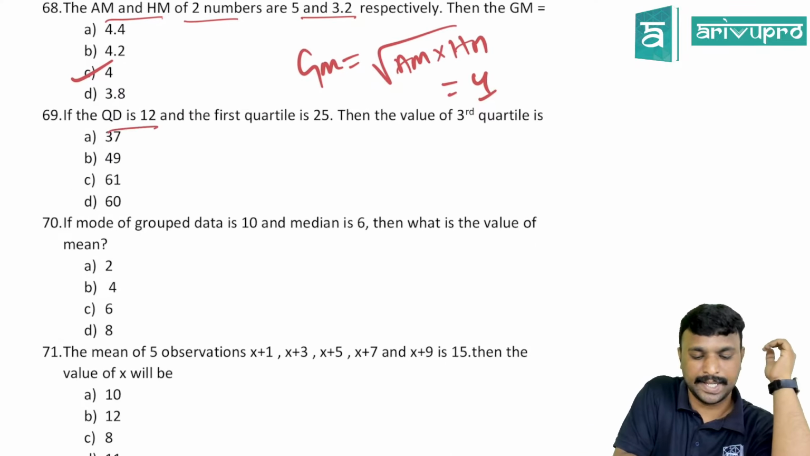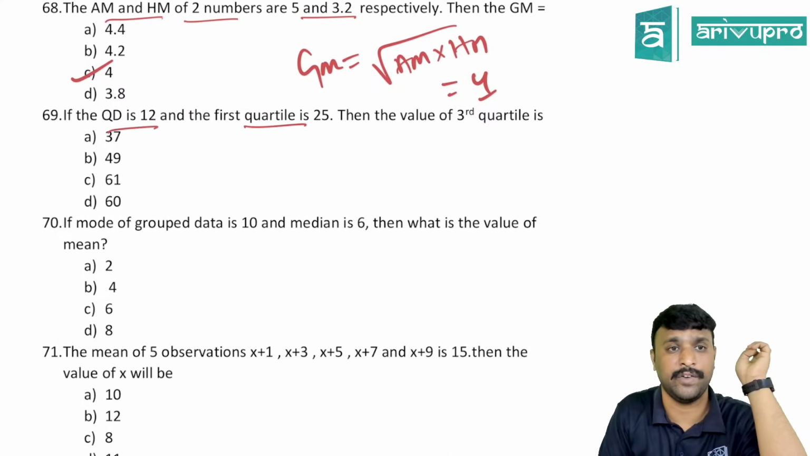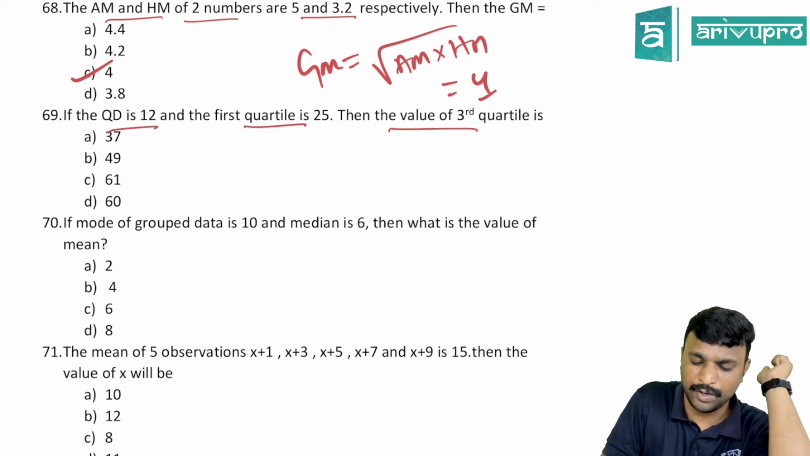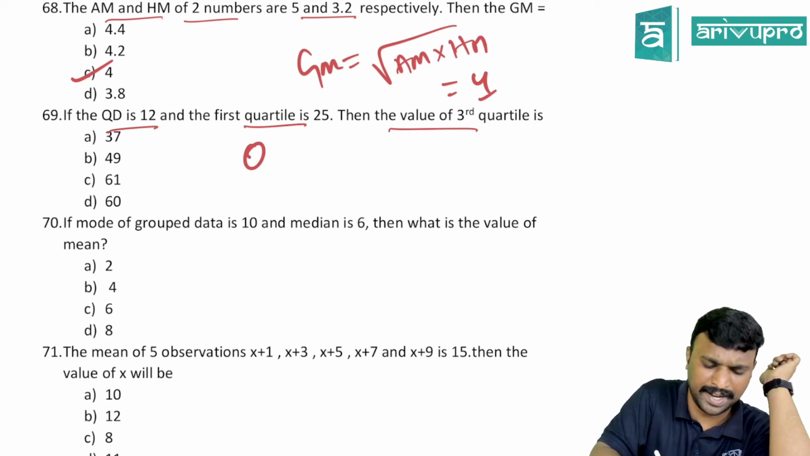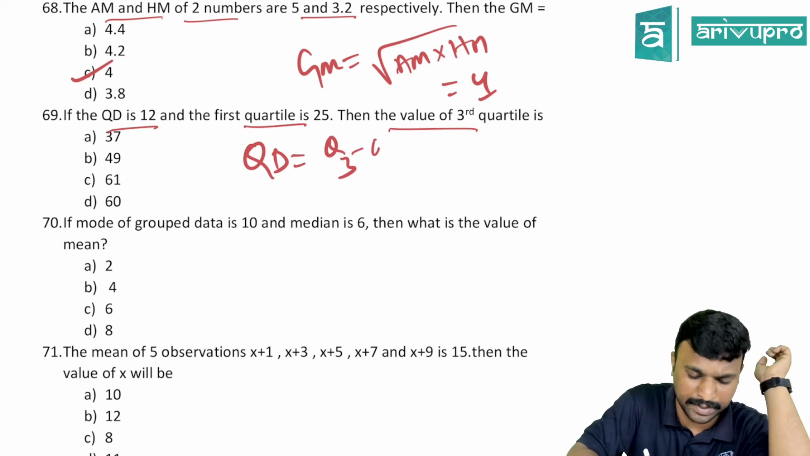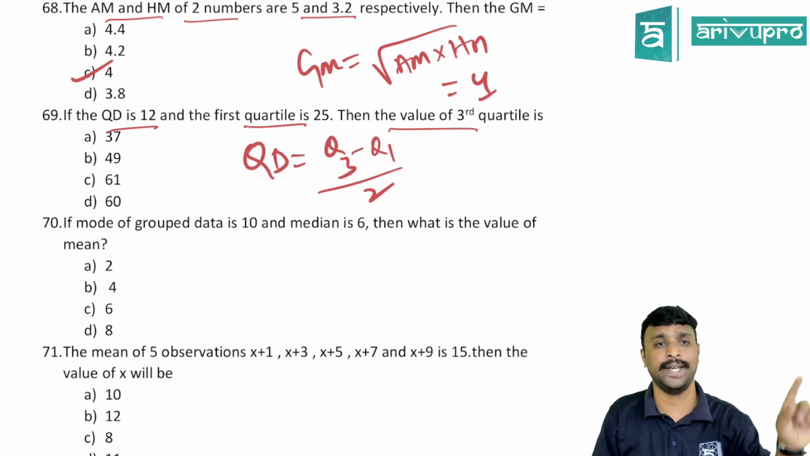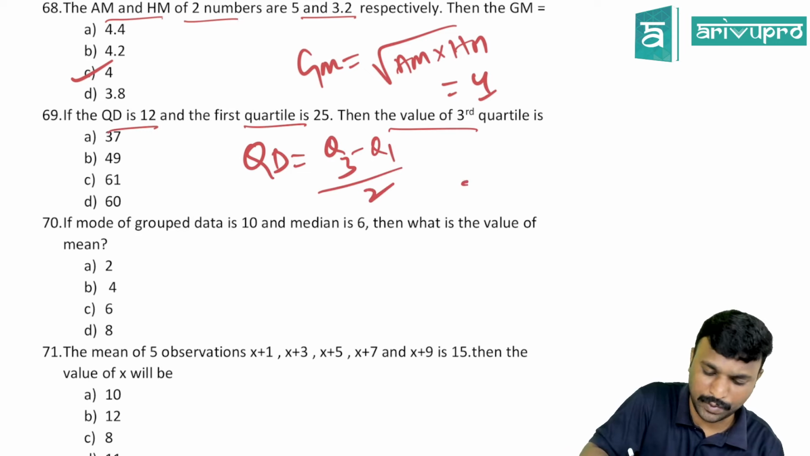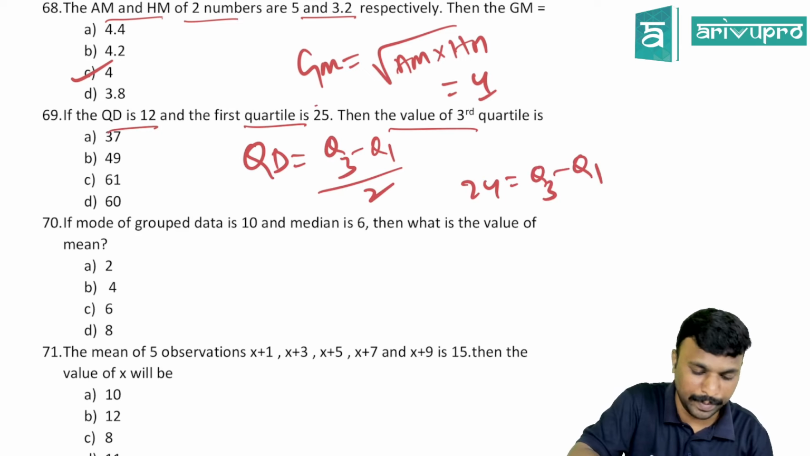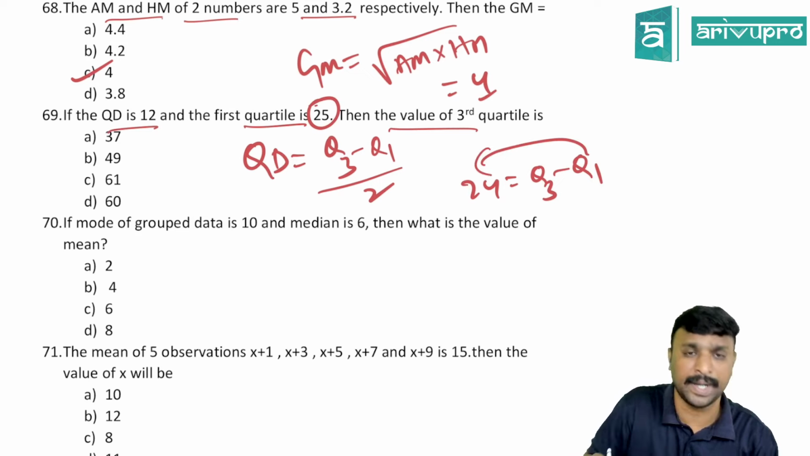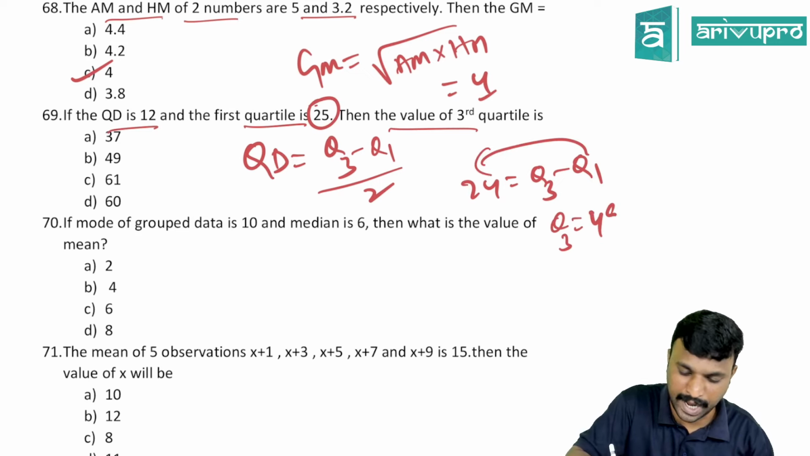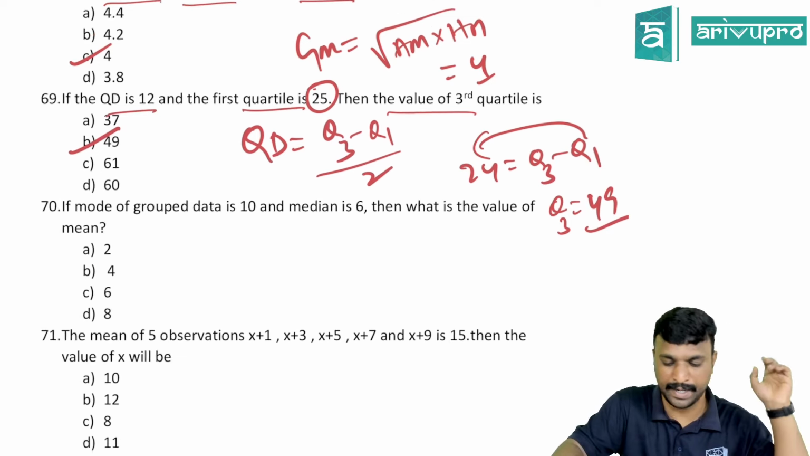If the QD is 12 and the first quartile is 25, then the value of third quartile is, guys, what is the relationship between first quartile, third quartile and the QD? QD is Q3 minus Q1 divided by 2. So QD is 12, they have given 12 into 2 is 24 is equal to Q3 minus Q1. Q1 is given to be 25. If I take this 25 here, it becomes plus 25. So Q3 is 24 plus 25 is 49. Option B is the right answer.